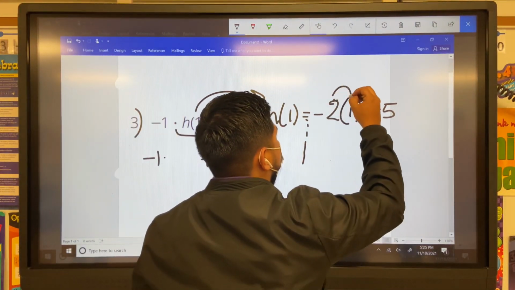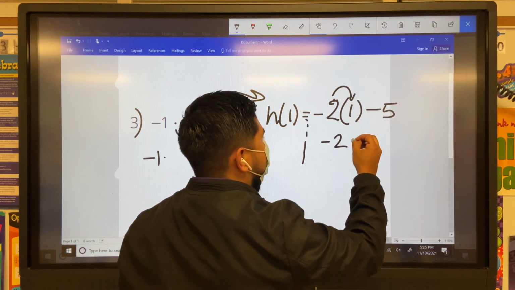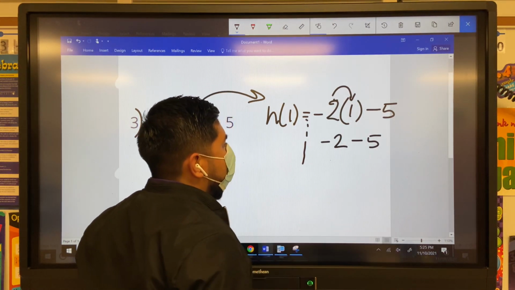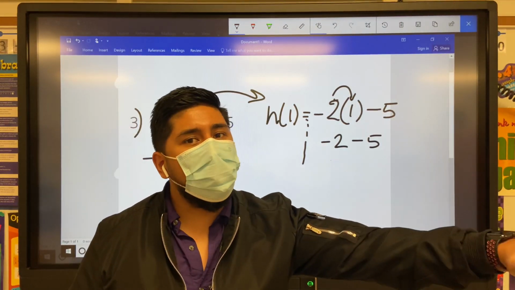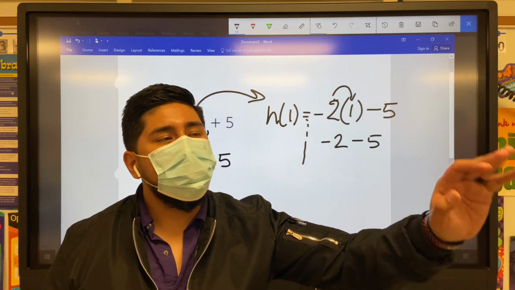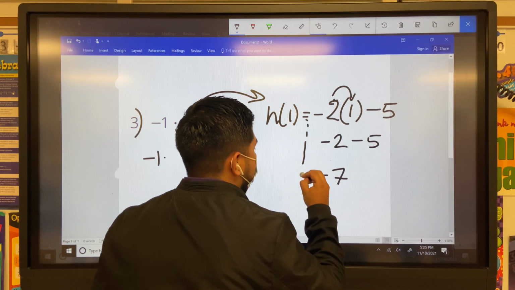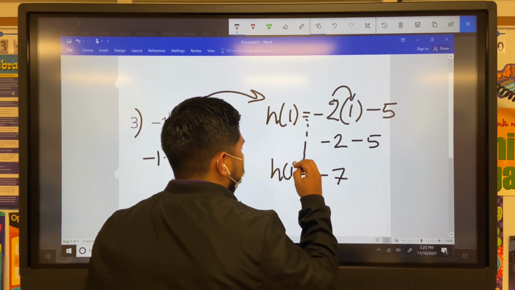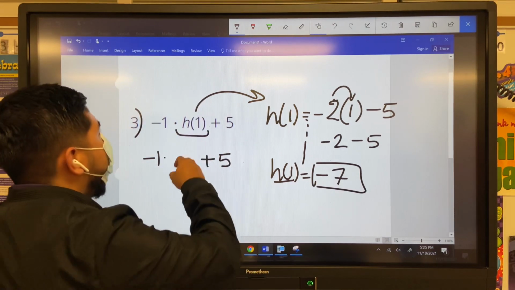Negative 2 times 1 does give me a negative 2. Bring down that minus 5. Negative 2 minus 5. Sometimes I have troubles with negatives. Don't be afraid to grab that calculator. Negative 2 minus 5 does give me a negative 7. So instead of H of 1, I'm going to put negative 7 over here.